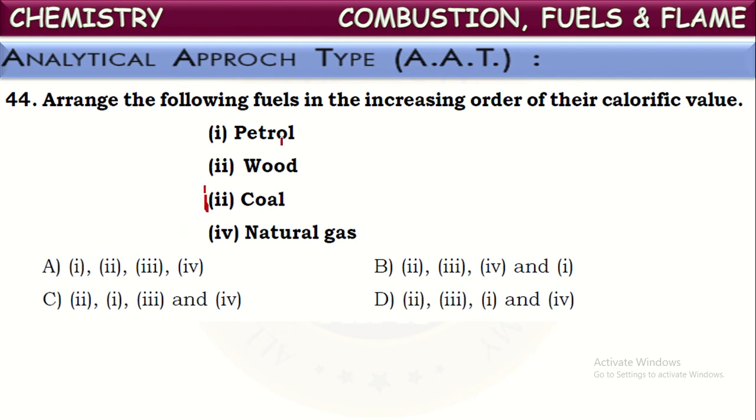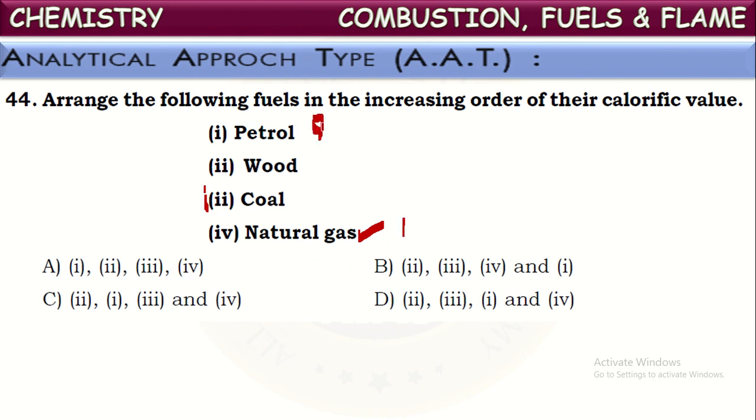Okay, now see: petrol, wood, coal and natural gas. If you observe these fuels, out of these, only one gaseous fuel is there. We know gaseous fuels generally have higher calorific values than solid and liquid fuels. So this will have the highest. And next, liquid fuels, if we observe, petrol is there.